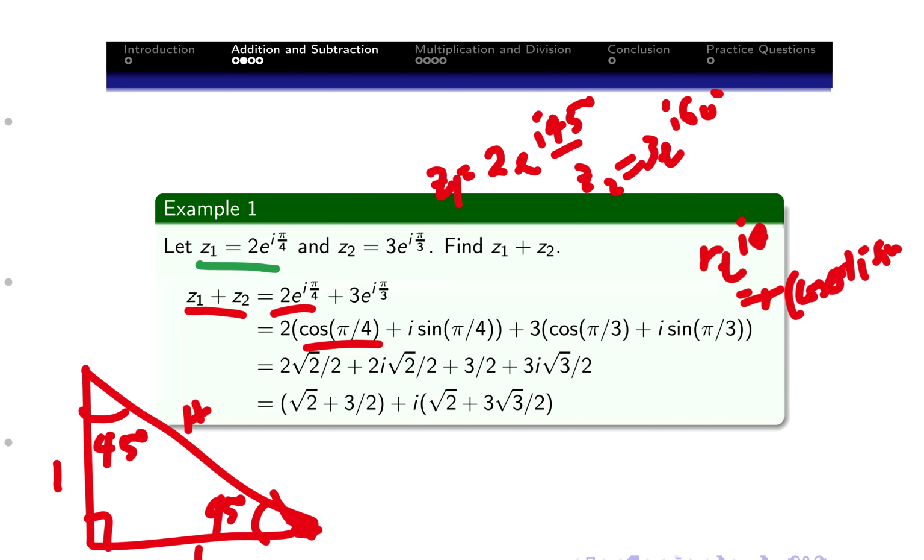depending on whichever angle you're considering, this is hypotenuse, this is adjacent, or this is adjacent or hypotenuse. If you're considering this angle, right, this is opposite. So let's assume you're considering this, this is opposite, this is adjacent, right?